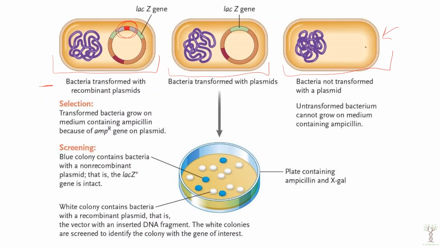So then we use our selection and our screening methods. If they have a plasmid, they will grow on the antibiotics. And then we look at our white and our blue colonies. Which colonies do we want? We want the white ones. The white ones contain recombinant DNA and disrupt the LAC-Z gene so they cannot turn blue. So now we've cloned a gene.